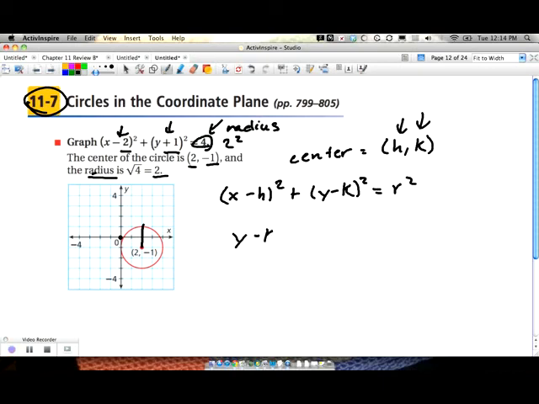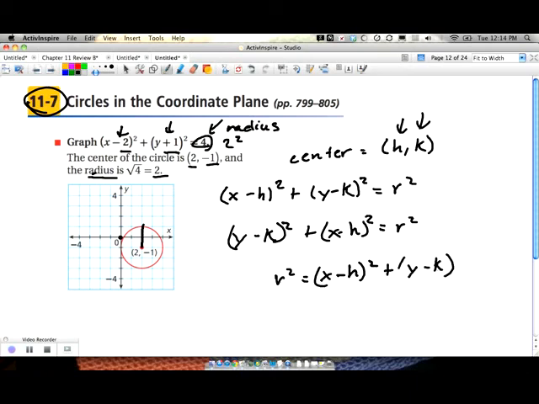Something to notice though, you guys, this can be written all kinds of different ways. It could be (y - k)² + (x - h)² = r². Or it could be r² on the left side, and then (x - h)² + (y - k)². It can look like any of these. They're all the same thing. It's just doing some algebra to move stuff around on one side or the other.